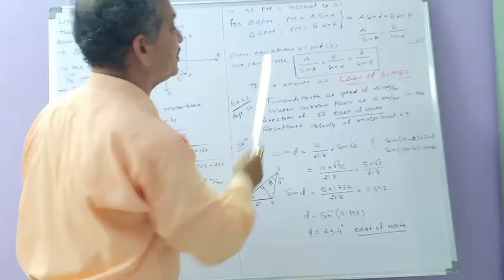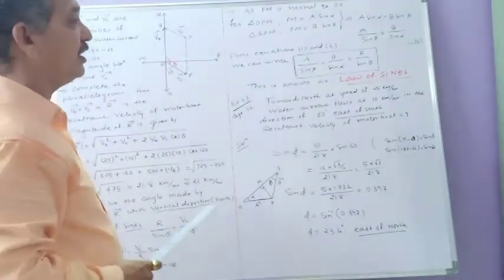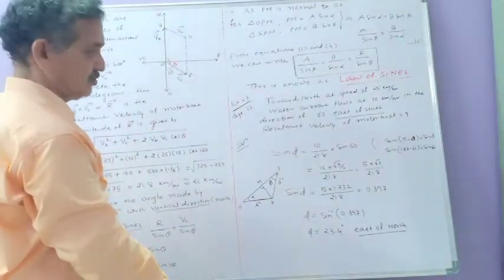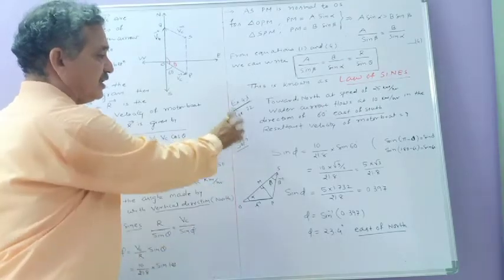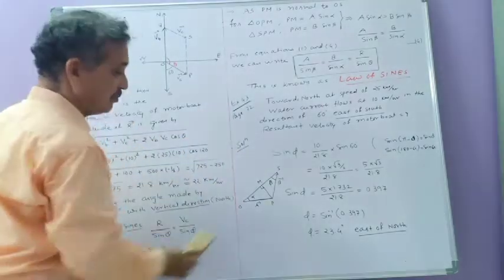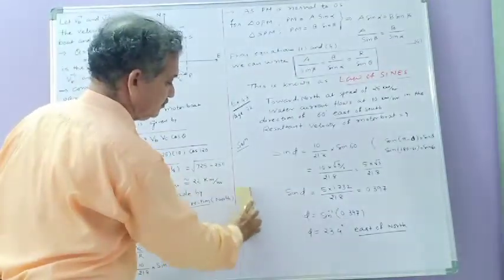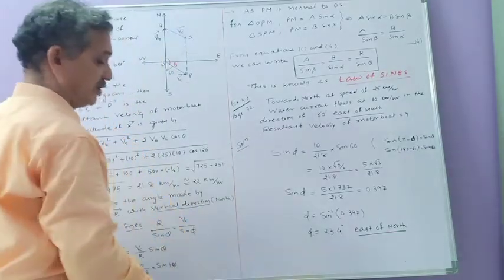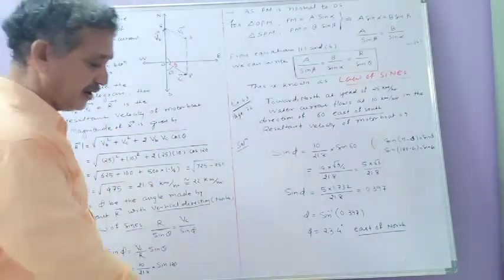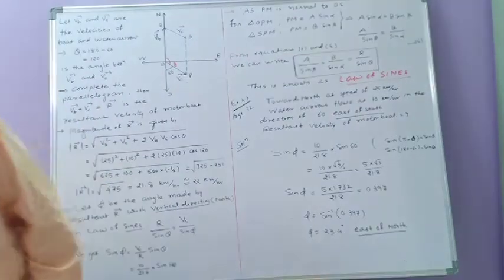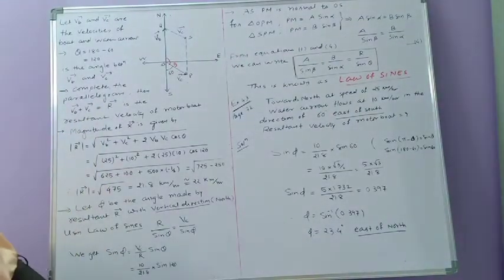So remember this is an important formula and it is also known as the law of sines. Thereafter we see the next example, and this next example is 4.3. I read that example. You have to see in your textbook on the page number 72.